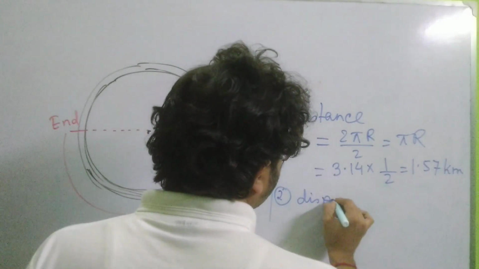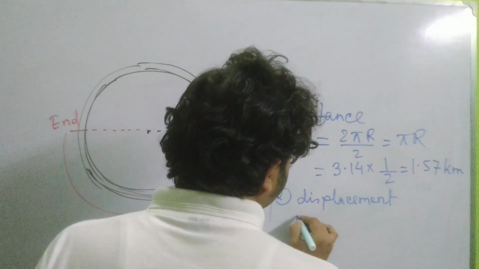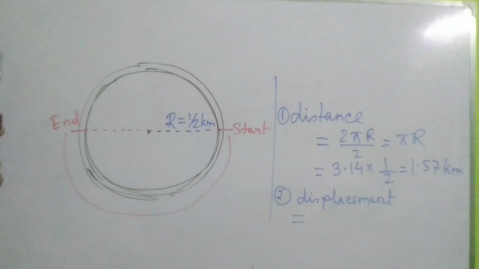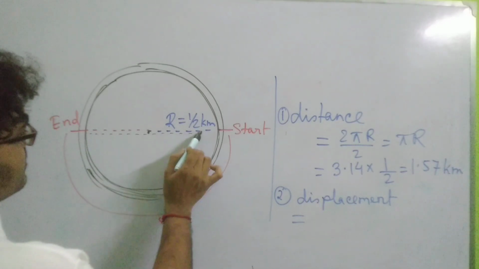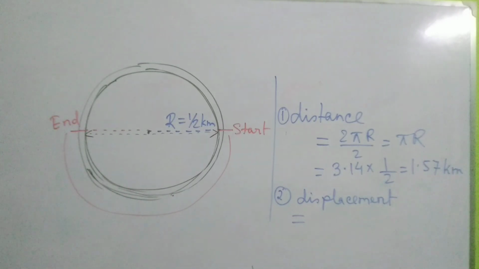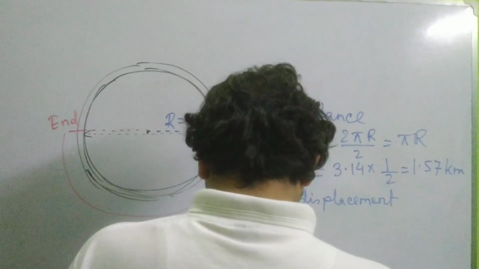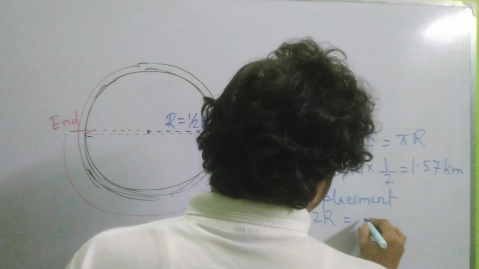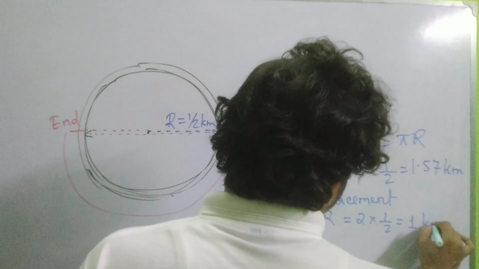Displacement is the shortest path between the starting and the end point, as you have already understood. So if I consider the shortest path, obviously it will be the straight line joining these two positions, isn't it? So this is the actual displacement. Basically displacement is nothing but the diameter of the circular track, that means it should be 2r, or 2 into half, that is equal to 1 kilometer.